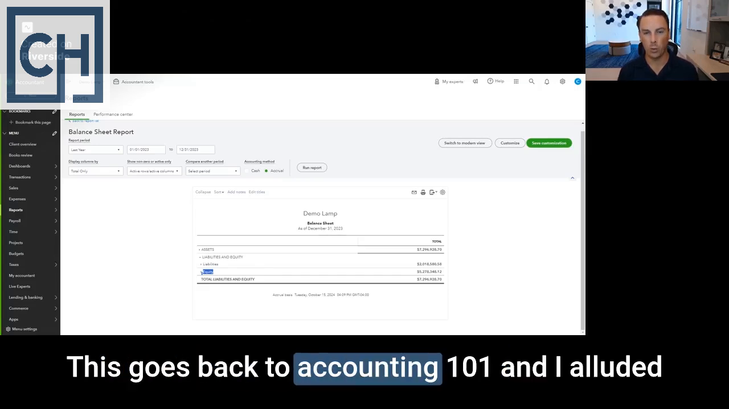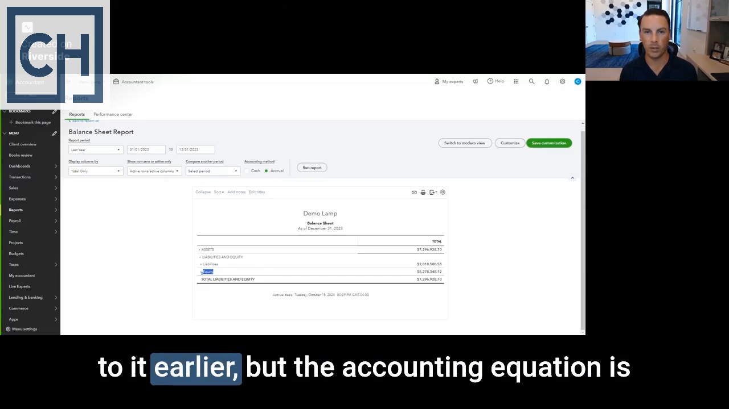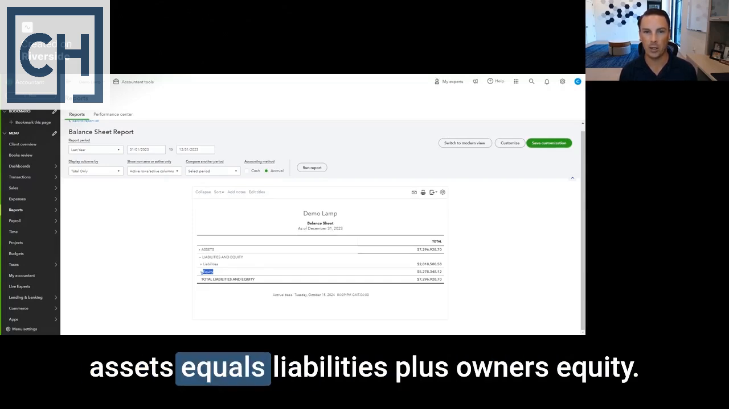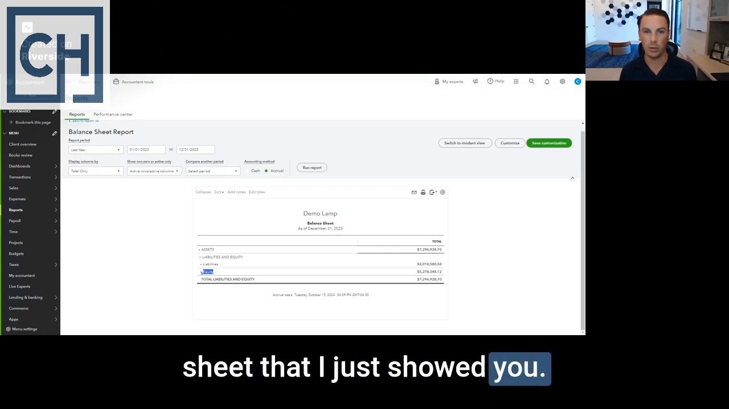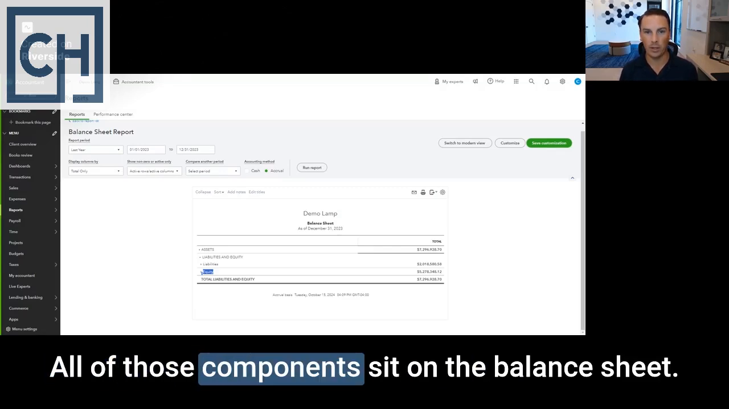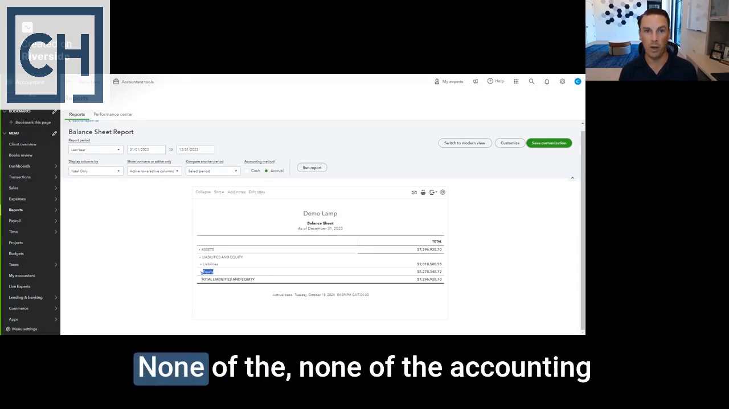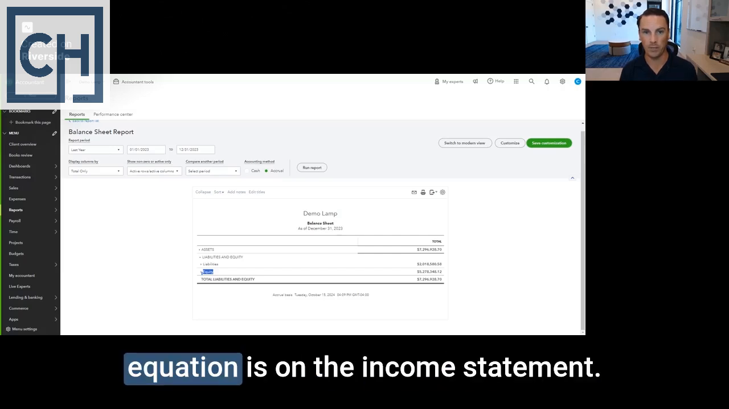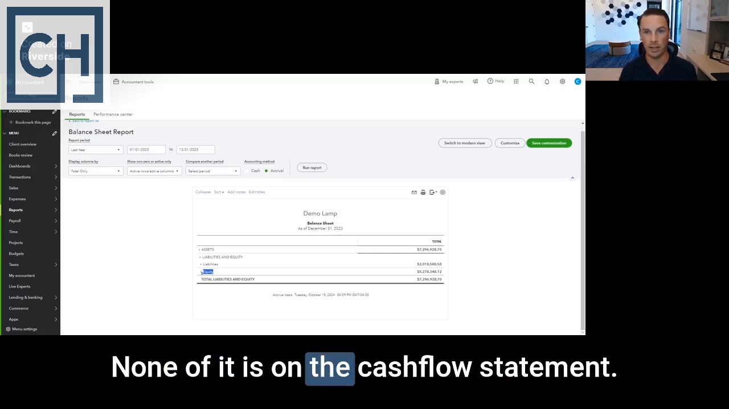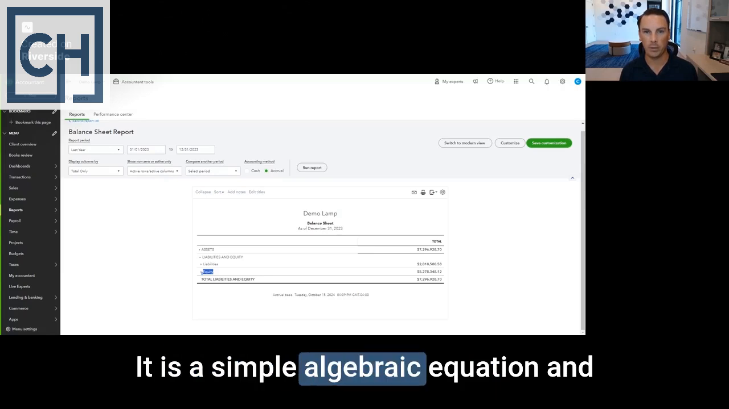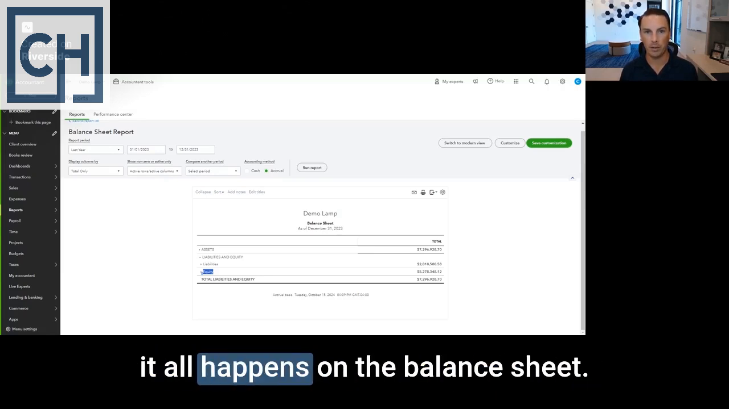What is the accounting equation? This goes back to Accounting 101, and I alluded to it earlier, but the accounting equation is assets equals liabilities plus owner's equity. Now, if you take a look at the balance sheet that I just showed you, all of those components sit on the balance sheet. That's why I say that's where the bodies get buried. None of the accounting equation is on the income statement. None of it is on the cash flow statement. It is a simple algebraic equation, and it all happens on the balance sheet.